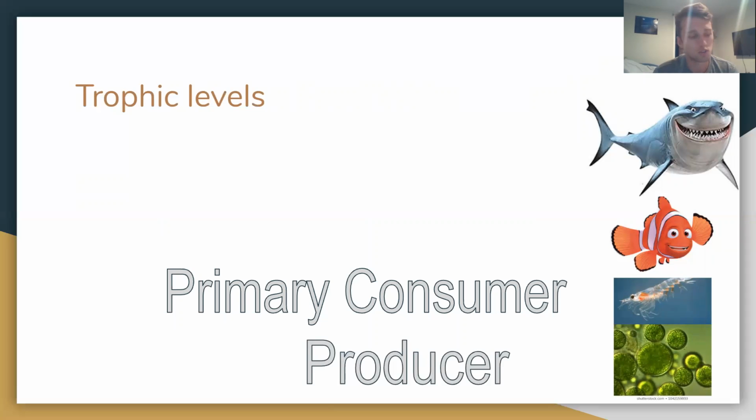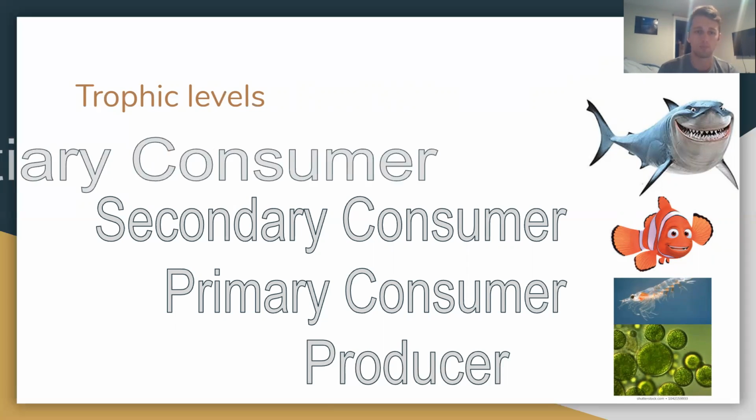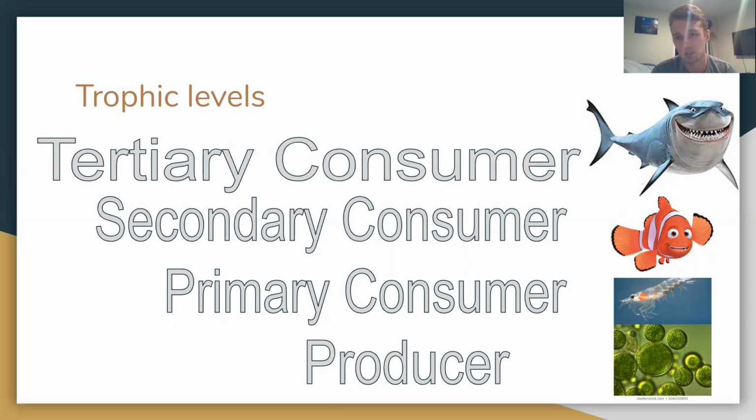Primary consumers. Hopefully you guys can put those two together, but right, our primary consumers are going to eat the producers. That's how they get their energy. Next one, pretty self-explanatory. Secondary consumers. Those are going to be eating the primary consumers to get their energy. And then the last one, tertiary consumers. Just the next level up, right?